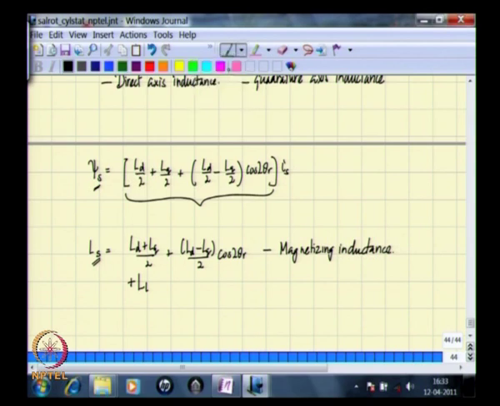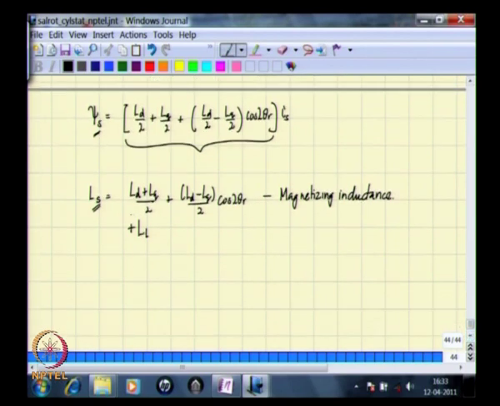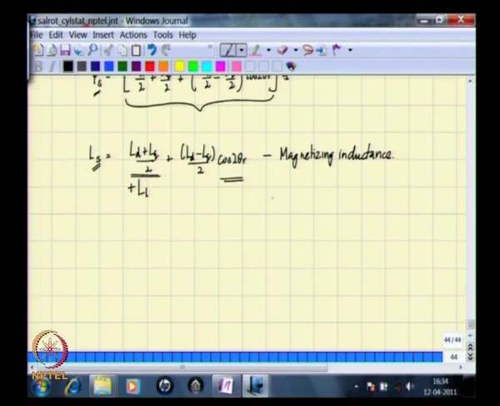Now, note again that the form of the inductance has one term which is constant, which does not change, and another term which varies as cos of 2 times theta r, which means that over an angle 0 to 360 degrees, if we now plot this inductance with respect to theta r, let us say that this is 180 degrees and that is 360 degrees and 0 degrees.